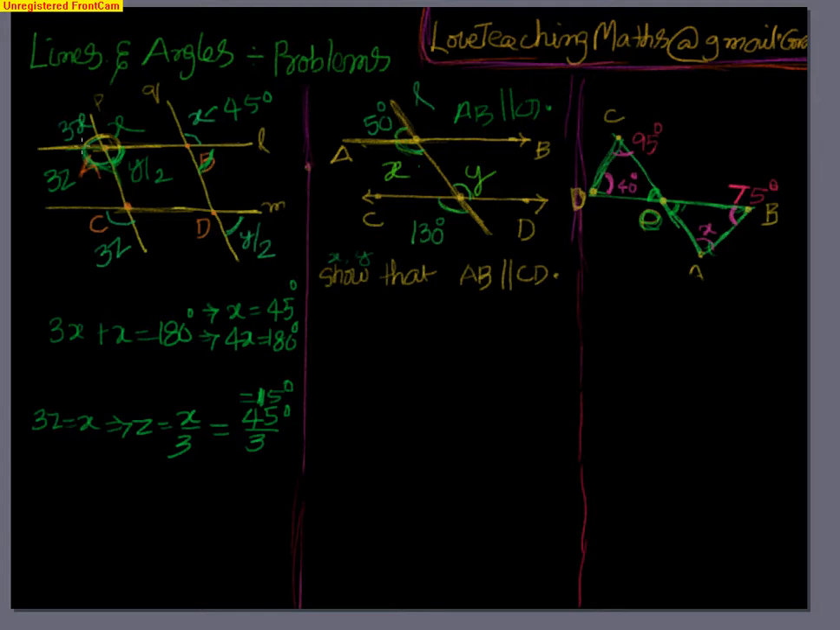Okay. Similarly, you can have a look here. These two angles are vertically opposite angles. Which angle? 3x and y by 2 are vertically opposite angles.